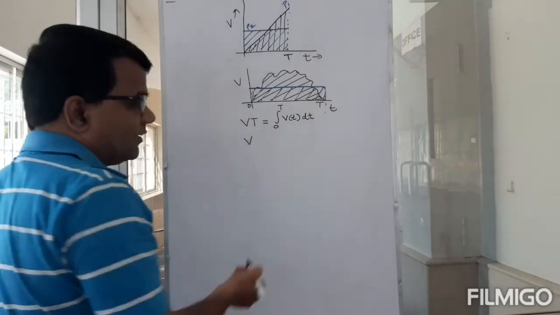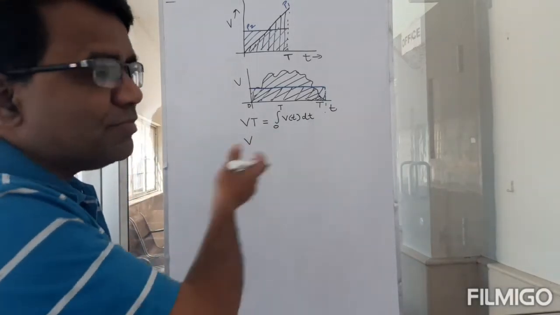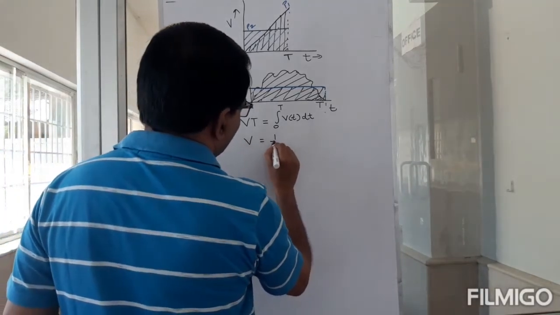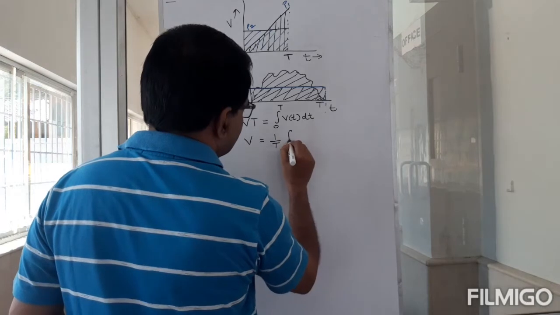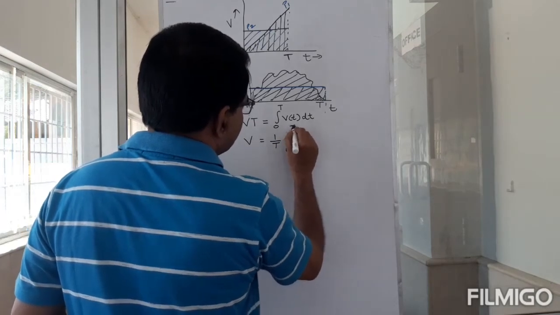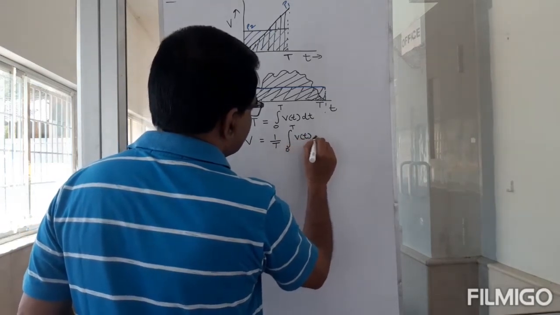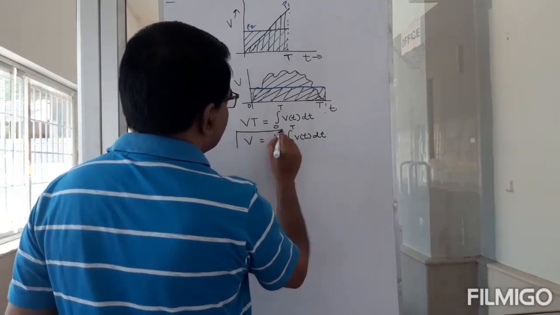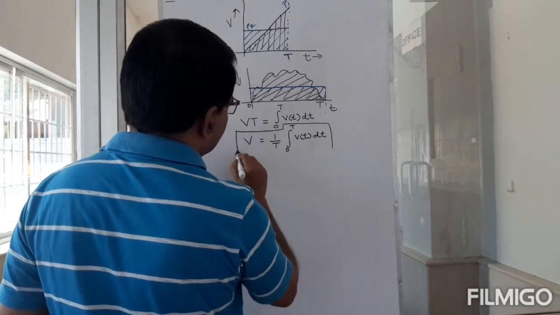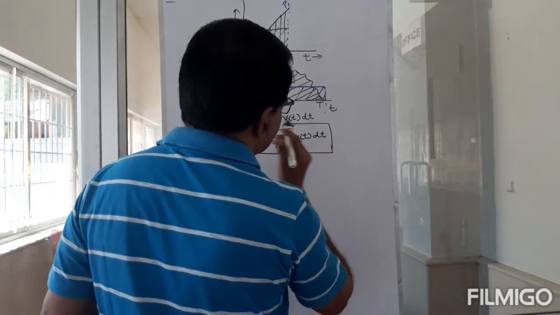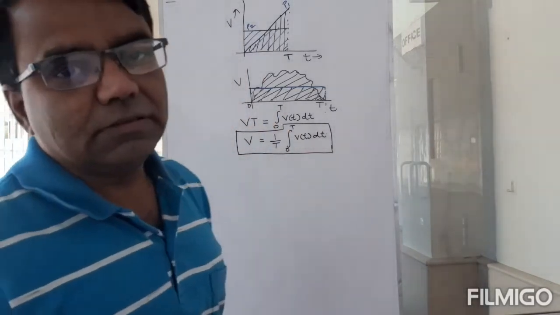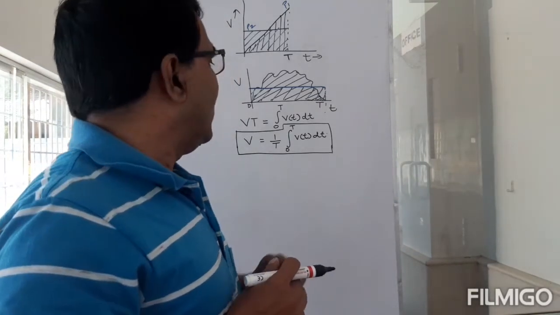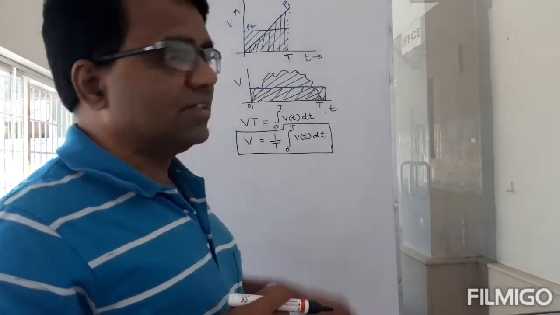Which is the average speed. And the mean value is equal to 1 by t into the integral from 0 to t of V of t dt. So this is a very important equation. I can generalize it. I've used V and T.